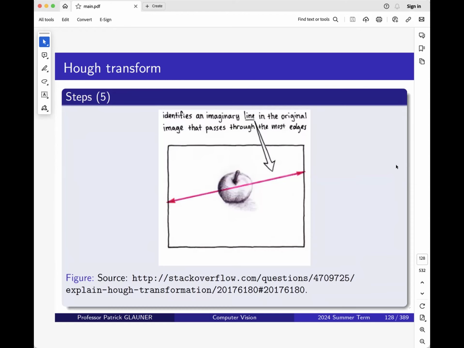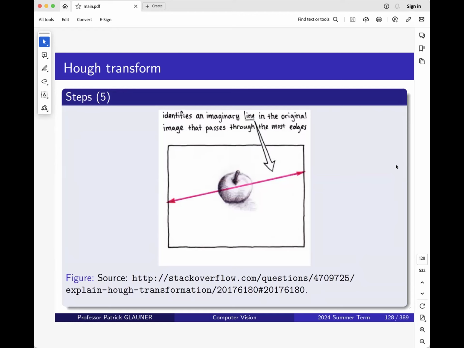The Hough transform has some pros and cons. I will start with some pros. The Hough transform can handle noise extremely well. Even if there's far more noise than proper data, the Hough transform can handle this extremely well.